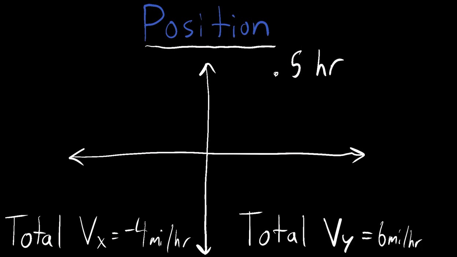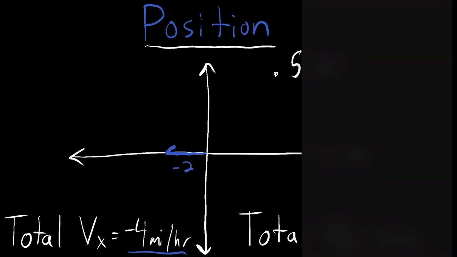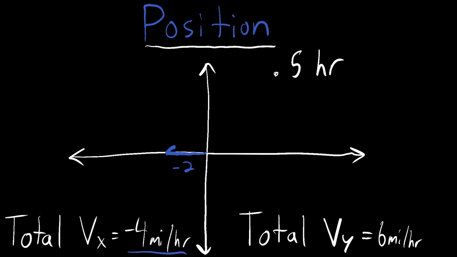We'll start off with our x, which is negative 4 miles per hour. So if it's negative 4 in 1 hour, then after a half an hour, it's just going to be a negative 2 right there. And then if we're looking at our y, if it is 6 miles per hour in the positive y, if it's 6 miles in 1 hour, it's just going to be 3 in half an hour. So our final position for half an hour comes out to negative 2, positive 3. And that's getting our total velocity and then plotting its position.